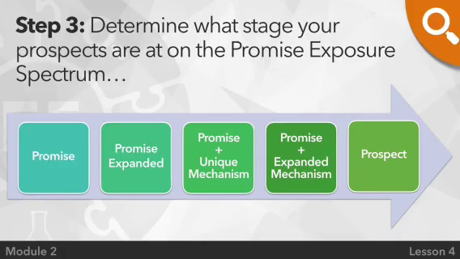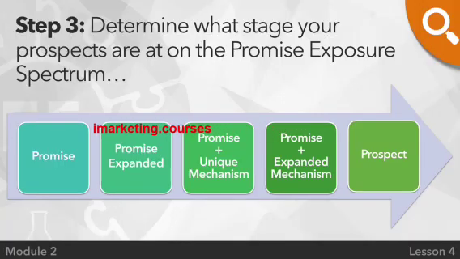And so this is about identifying where on the promise exposure spectrum your market is relative to the promise that you're going to make and the promises that have already been made by competitors. If you really wanted to boil down the promise exposure spectrum analysis, it's really just about what competitors have already said to your prospects. Have they already said the promise? Have they already expanded on the promise? Are they introducing a unique mechanism, like your mechanism, the same mechanism that you have? Have they expanded on it? What have they already presented to your market?